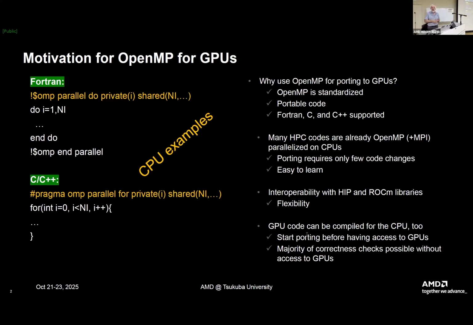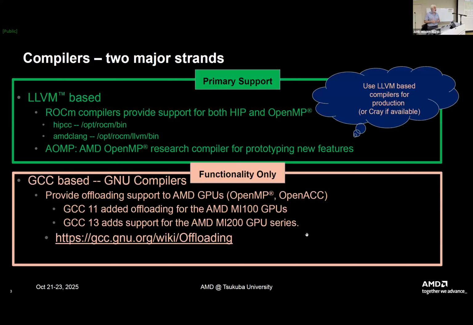So there are two major compiler strands today. The first one, we're going to focus on LLVM, but the other is GCC. Probably most of the packages on your computer are built with GCC. But AMD is a strong supporter of LLVM. And LLVM is much better at offloading to the GPU.